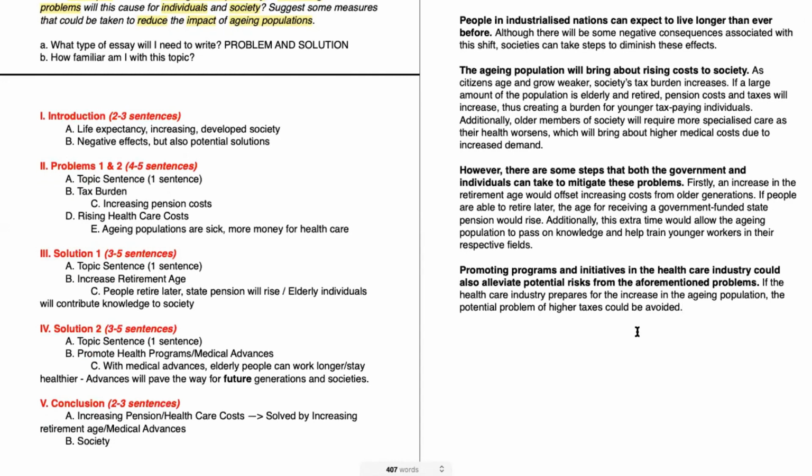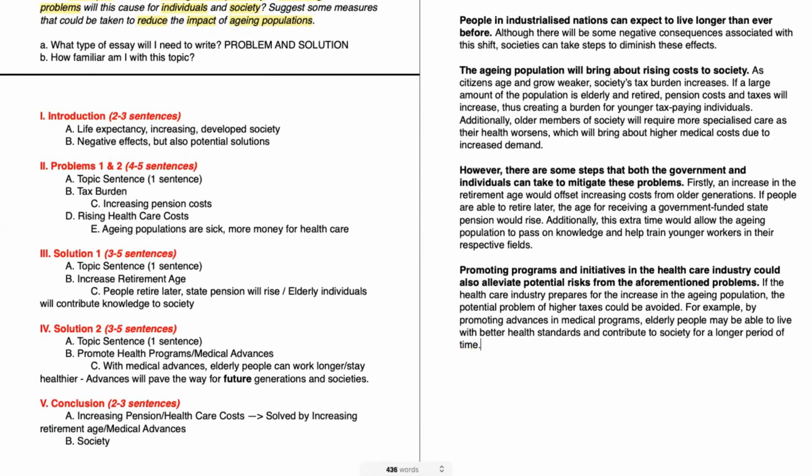And as an example, I'm going to say, for example, by promoting advances in medical programs, elderly people may be able to live with better health standards and contribute to society for a longer period of time.